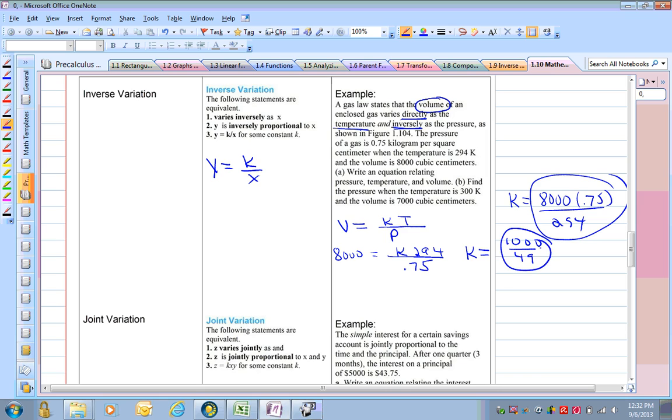I'm going to use this version of it. So we really have volume is the constant 1,000 over 49 times the temperature divided by the pressure. So now we have a base formula that we can use, and so we're going to find the pressure when the temperature is 300. We might go ahead and rearrange our equation since we want to solve for P.